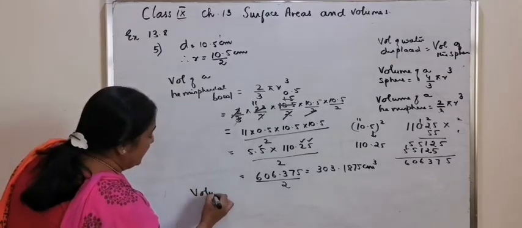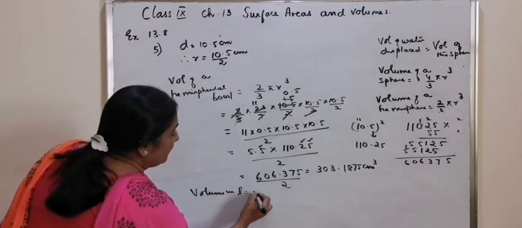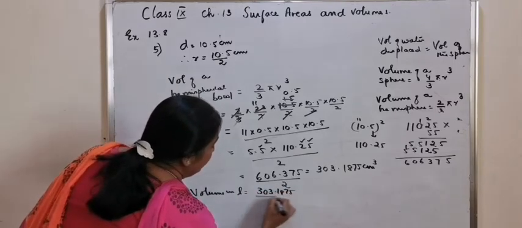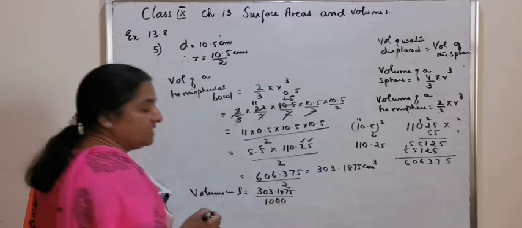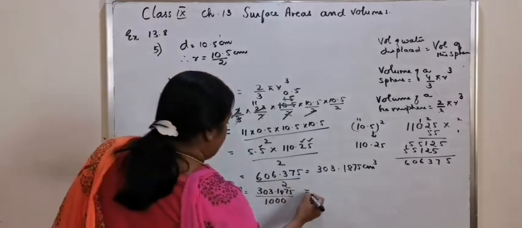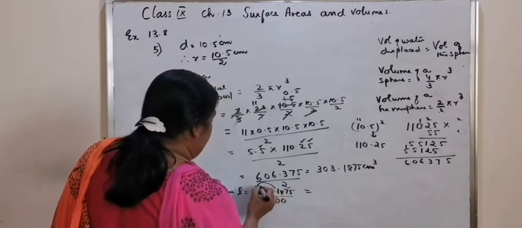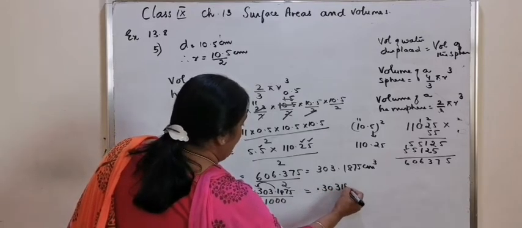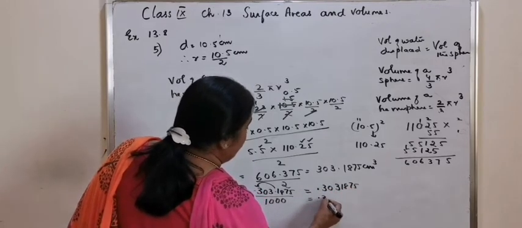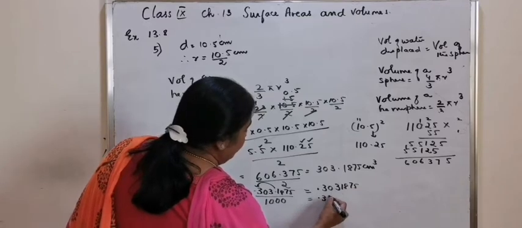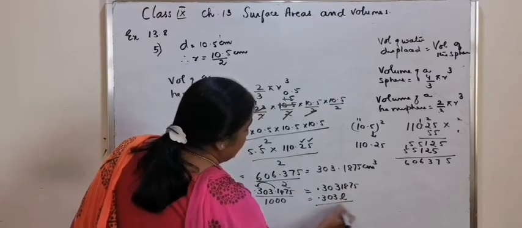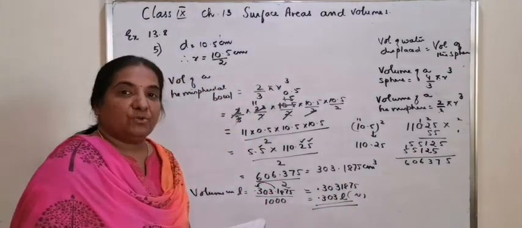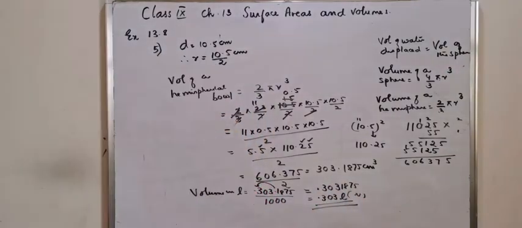Now we should get the volume in liters. So volume in liters is equal to 303.1875 divided by 1000, which is equal to, shifting 3 decimal places, 0.3031875. Approximately it is 0.303 liters.